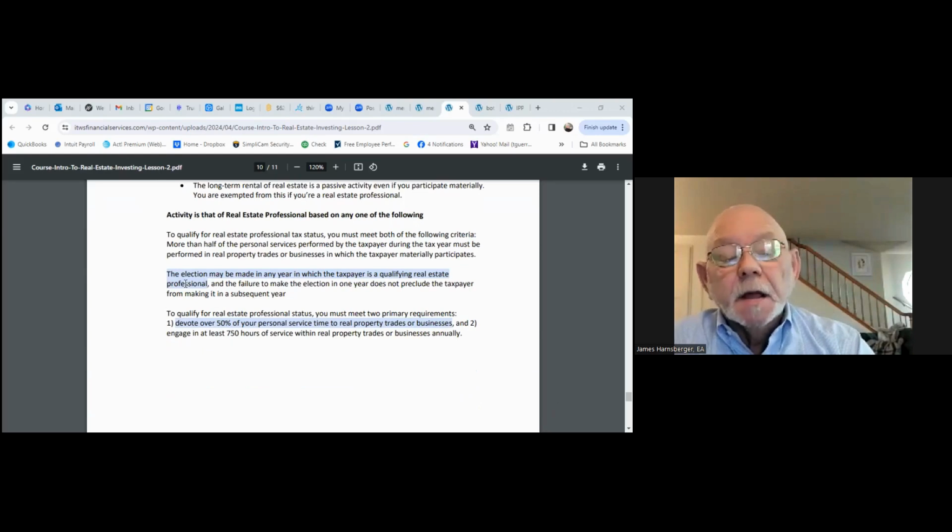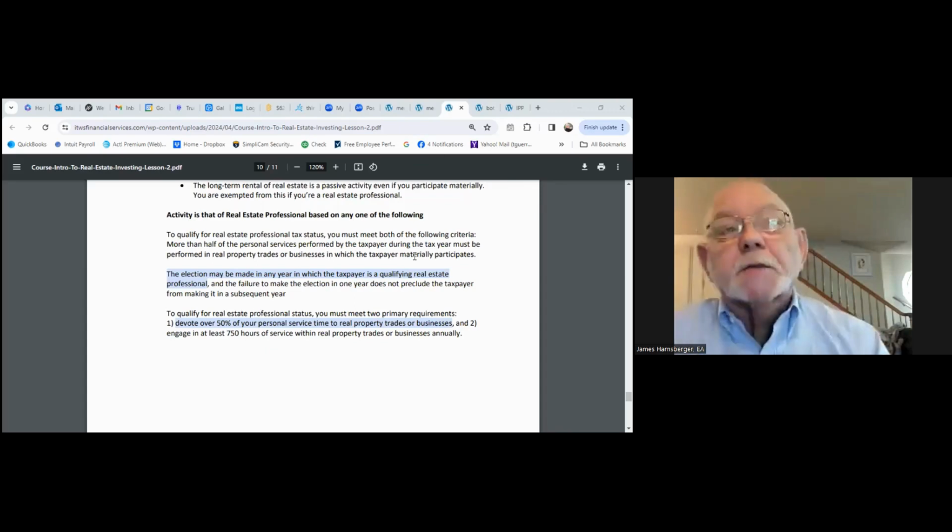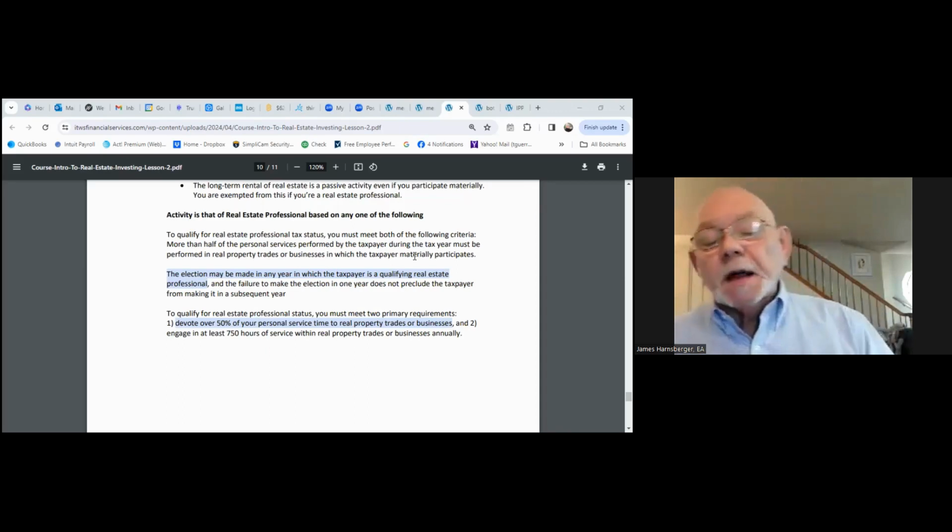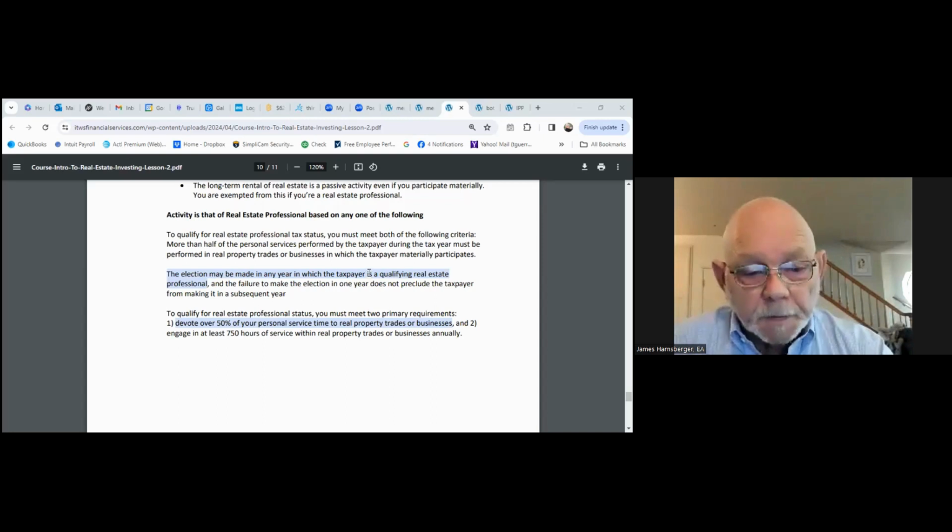couple of things. The election may be made in any year in which the taxpayer is a qualifying real estate professional. And a failure to make the election in one year does not preclude the taxpayer from making it in a subsequent year. So that's an important distinction, because sometimes if we're amending tax returns, the taxpayer didn't know that they had to make this election, it's not going to preclude them going forward.